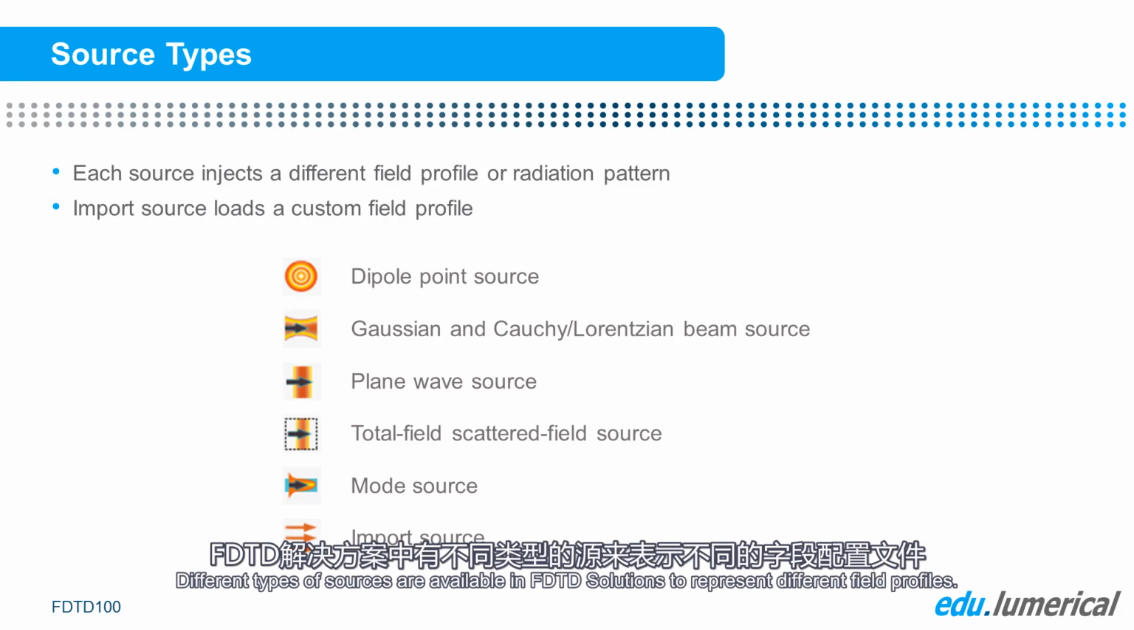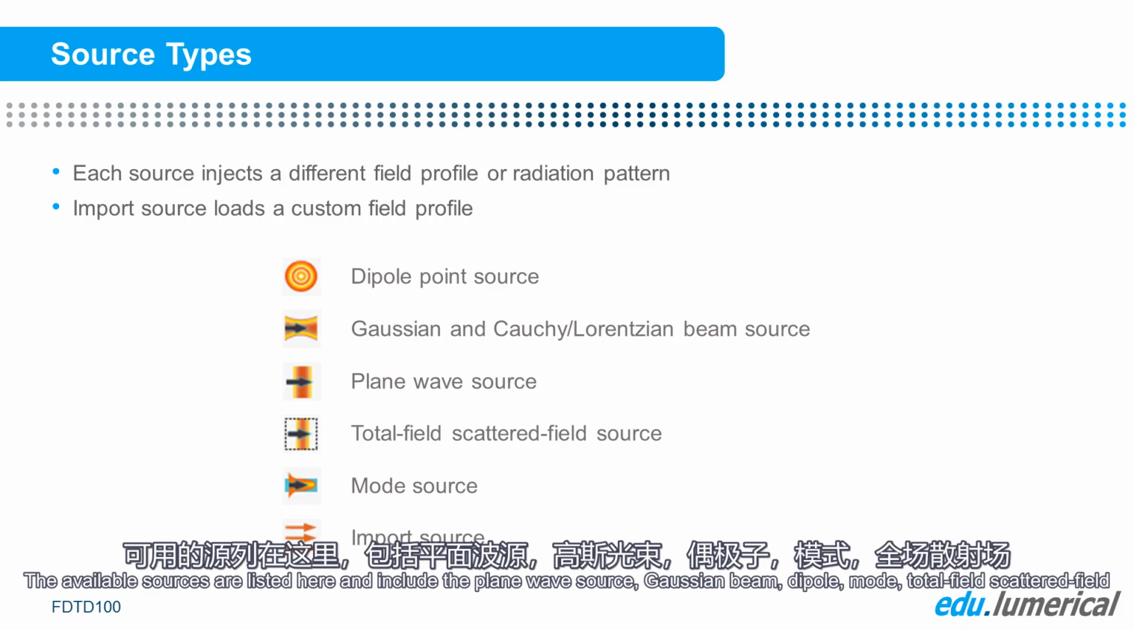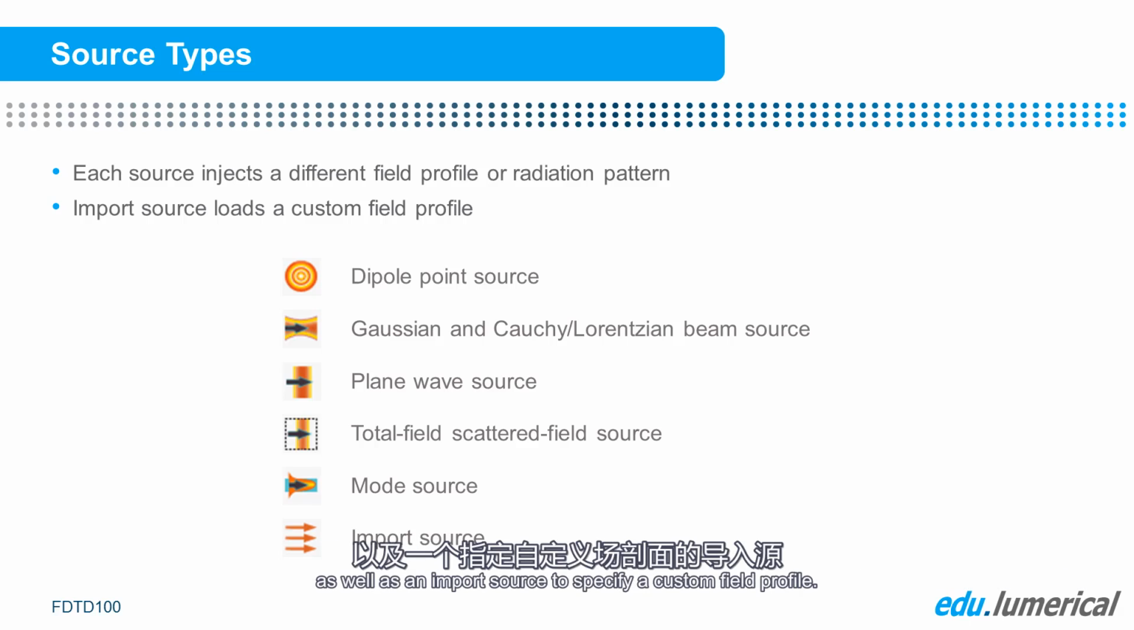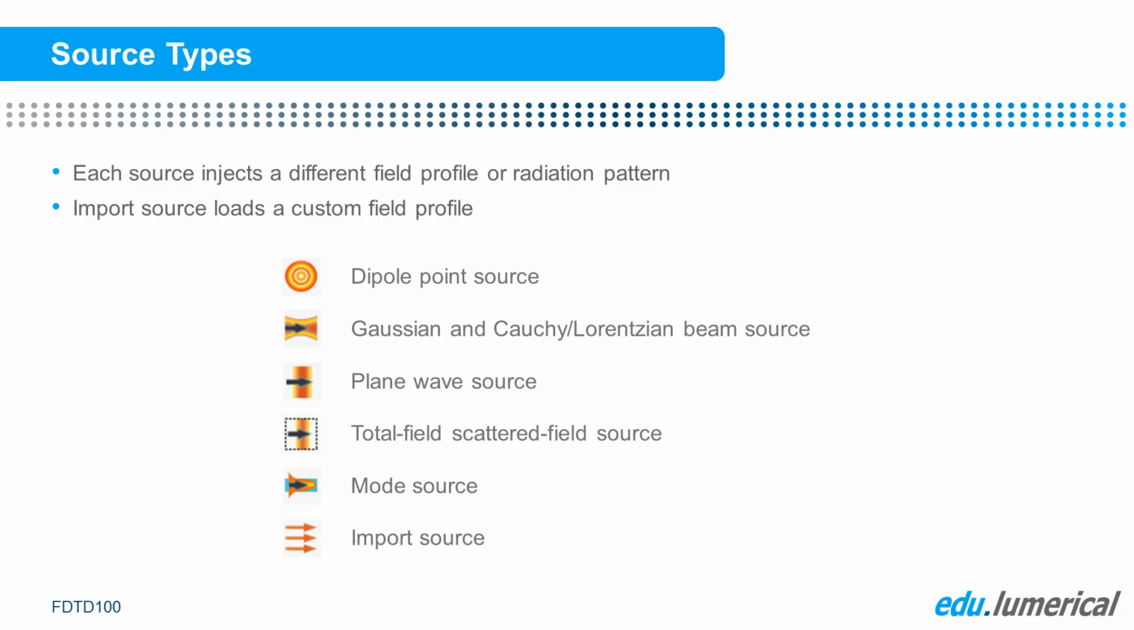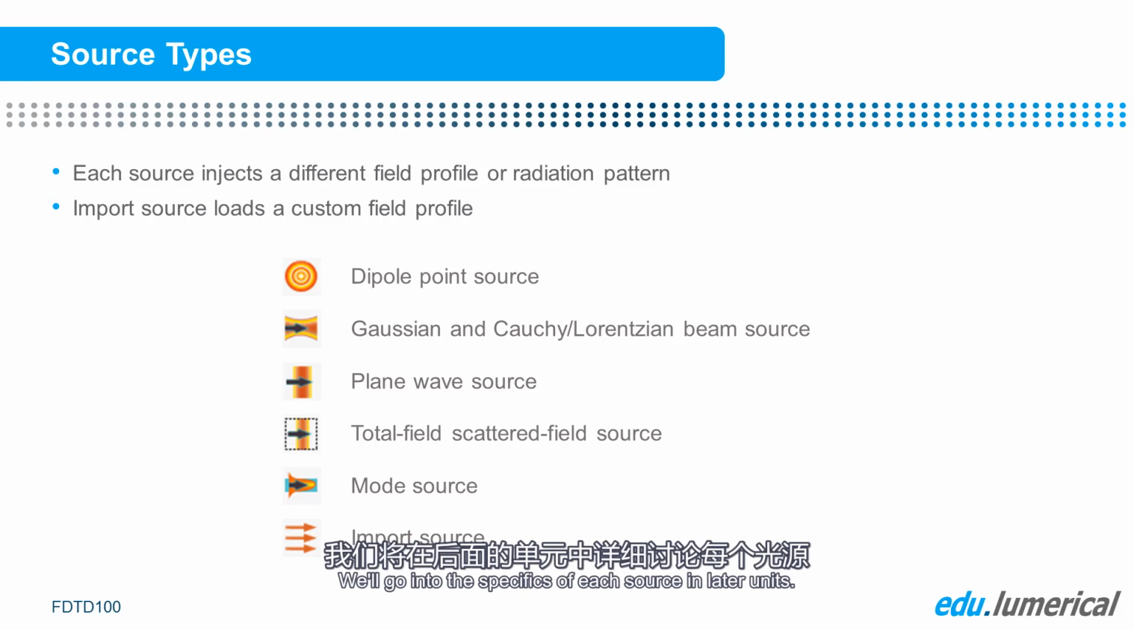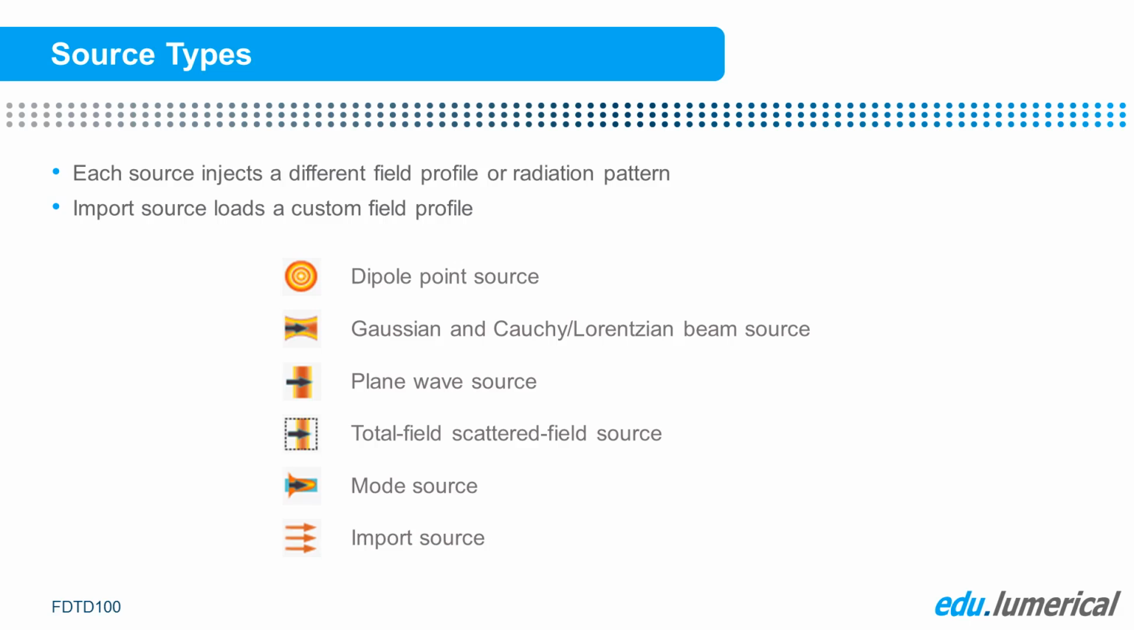Different types of sources are available in FDTD solutions to represent different field profiles. The available sources are listed here and include the plane wave source, Gaussian beam, dipole, mode, total field scatter field, as well as an import source to specify a custom field profile. We'll go into the specifics of each source in later units.